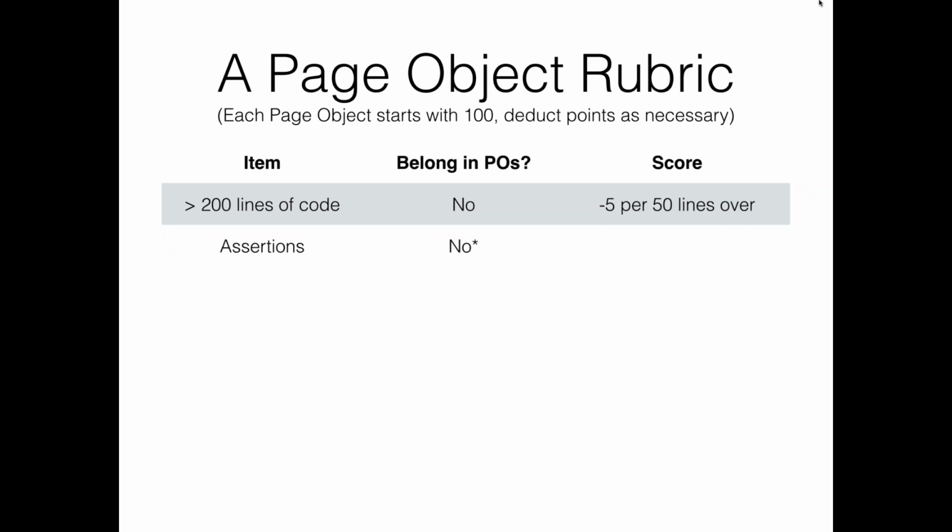Assertions. No, they shouldn't be in your page objects, but there is a caveat to that. There's an exception. When you're verifying the page readiness in the constructor or however you're doing it, you can use an assertion. That's a good poor man's way to check to make sure that an element is correctly loaded, make sure that the page is ready.